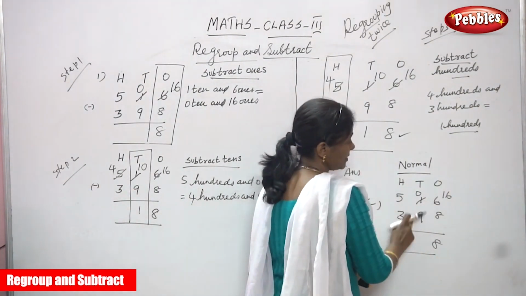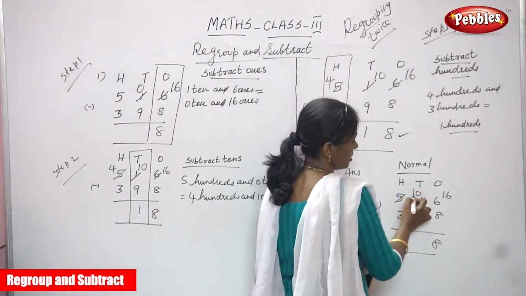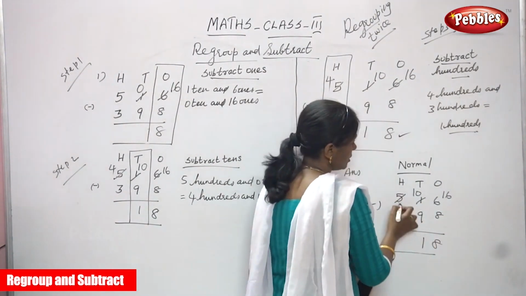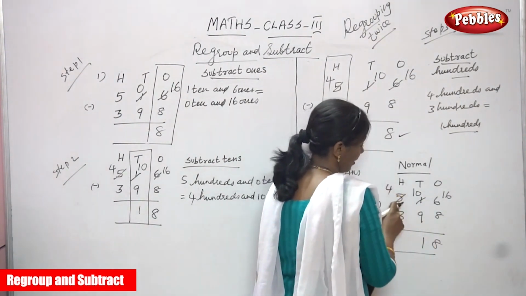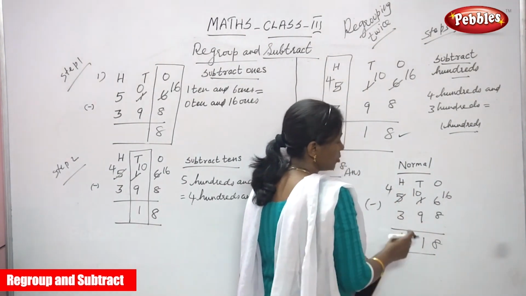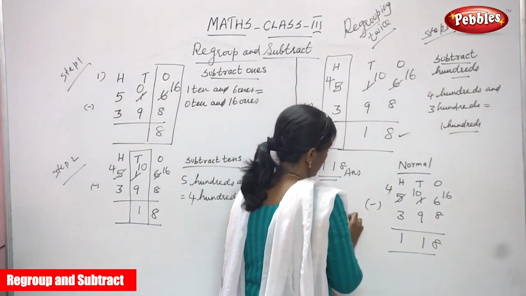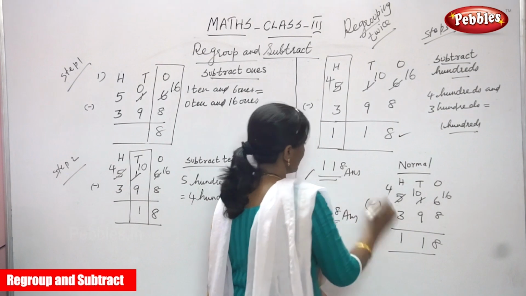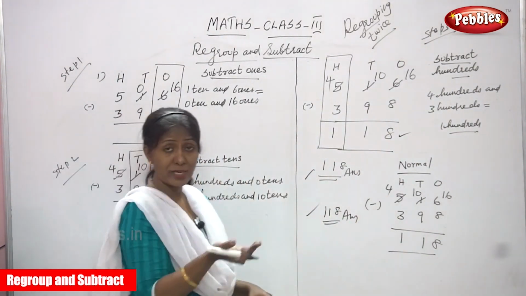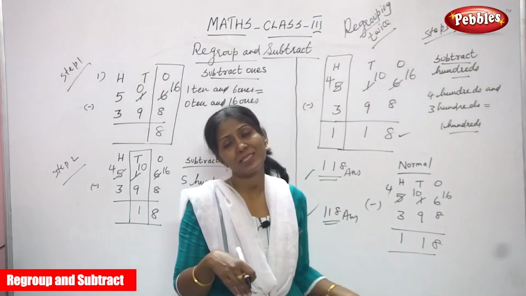So 0 minus 9, 0 is not enough to subtract, so you have to borrow from hundreds. So this 0 becomes 10. So 10 minus 9, you get 1. Now this 500 becomes 400. 400 minus 300, you get 100. 4 minus 3, you get 1. So the answer is again 118. So both answers are correct. Even if you do regroup and subtract, or regrouping twice, otherwise the normal method, both methods give you the same answer.